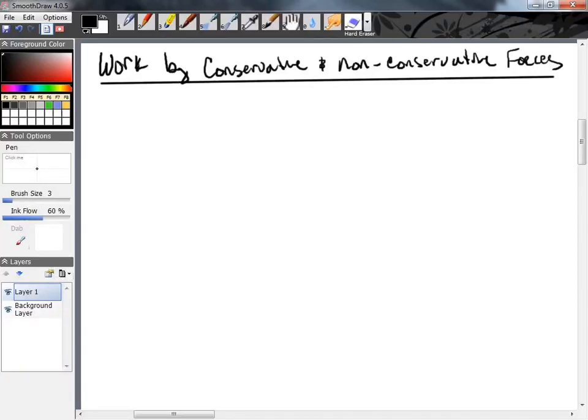Okay, after yesterday when we started talking about conservative forces and what they were and work by conservative forces, we now have, we're going to talk about the difference between work done by conservative forces and work done by non-conservative forces. This could initially seem to be kind of trivial, but then there are a couple of pretty important points that need to be made out of this.